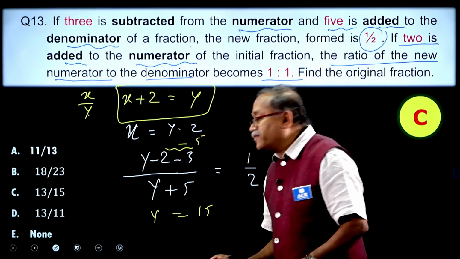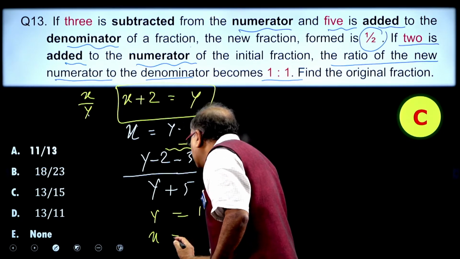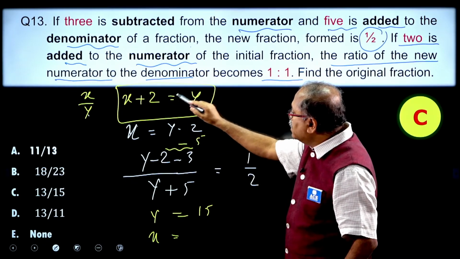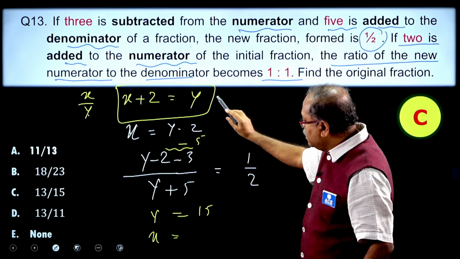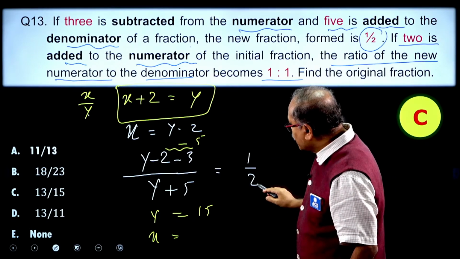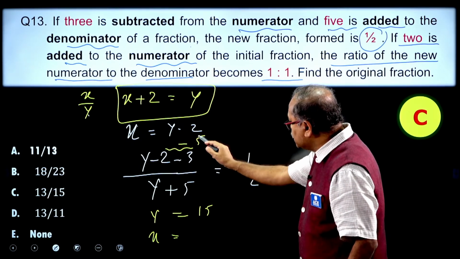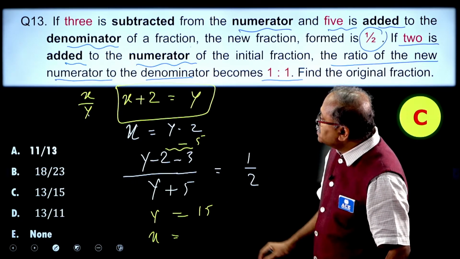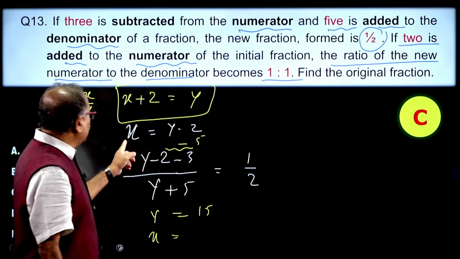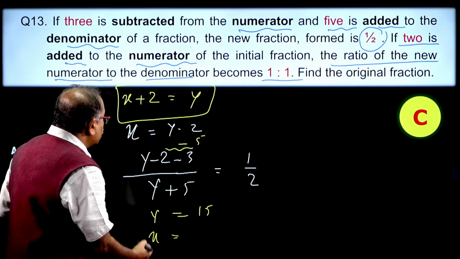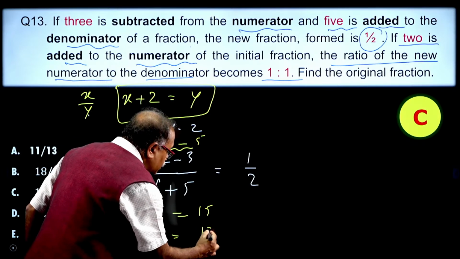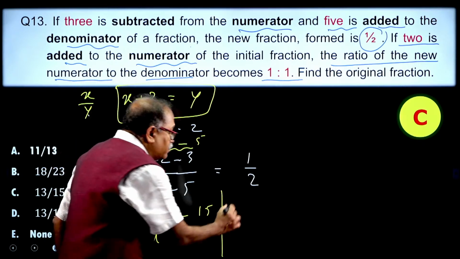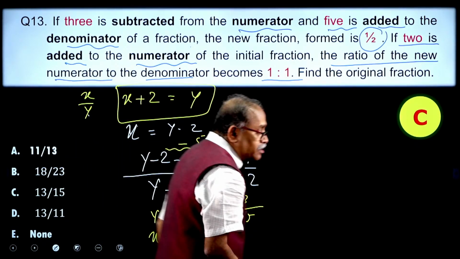So, if y is 15, then what is x? If y is 15, minus 5 and this is 10, and 10 plus 5, that is 15. So, y is 15, then what is my x? y minus 2. So, x is equal to 15 minus 2, that is 13. So, my fraction, my dear friends, is x by y, which is nothing but 13/15.